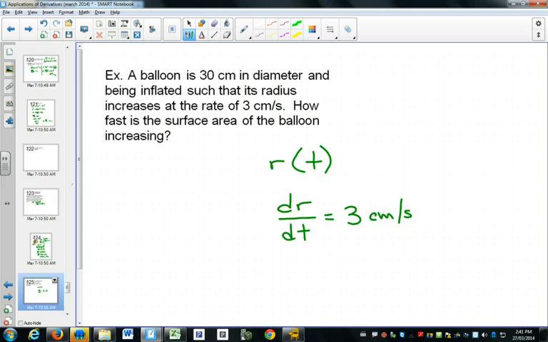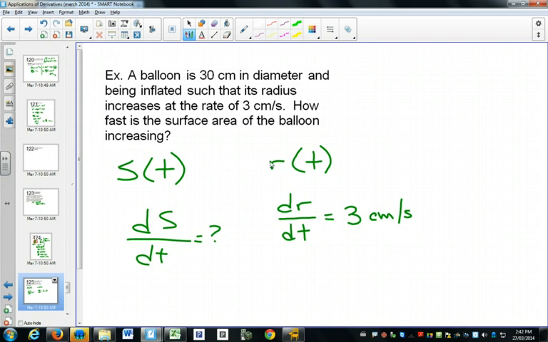So yeah, we don't need volume for this one. We're going to need the surface area of a sphere. How fast is the surface area increasing? So we know surface area, I'll call it S, is a function of time, and we want to find dS/dt.